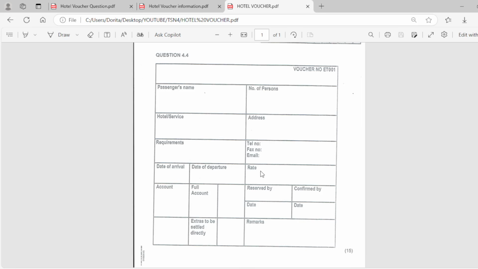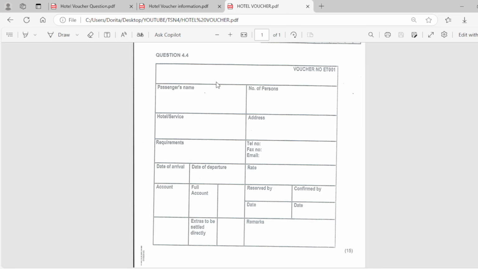Very important is that you fill in the entire voucher in block capital letters. So that's important, guys, because if you do not do that, they will subtract marks from you at the marking center. Maybe 1, or it can even be 2 marks, where the marker will say -2 for not filling in the document in capital letters. So please remember that.